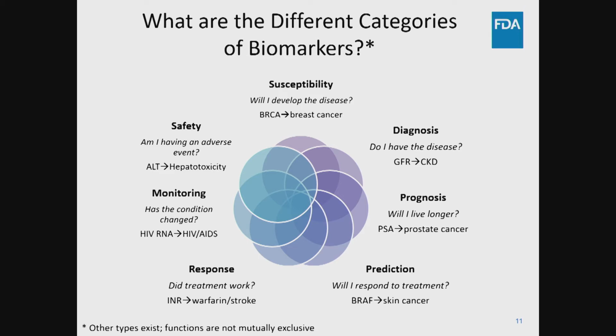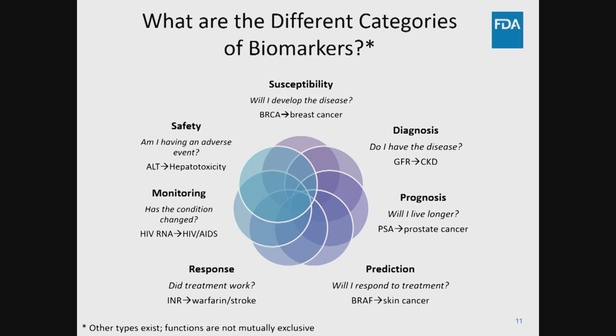HIV RNA levels are commonly measured in HIV and AIDS patients to monitor disease process. And safety biomarkers, so am I having an adverse event? ALT levels can be informative of whether hepatotoxicity is occurring at a very early stage, and therefore you can monitor this as a safety biomarker and potentially stop the drug or alter the dose to prevent worse hepatotoxicity from occurring.